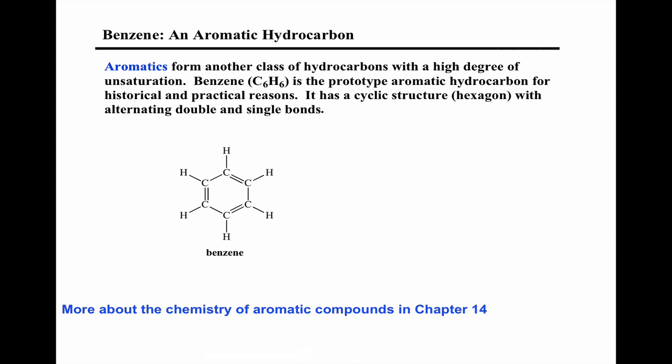How many units of unsaturation does it have? It has 4. Where do you get 4? I just did the math. What math did you do? 2n plus 2, and then every 2 that you're missing is 1 unit. That's right. So where do they come from? The double bonded carbons, 1, 2, 3, and then the ring. So we get 1 unit of unsaturation from the ring and 3 units of unsaturation from the pi bonds.